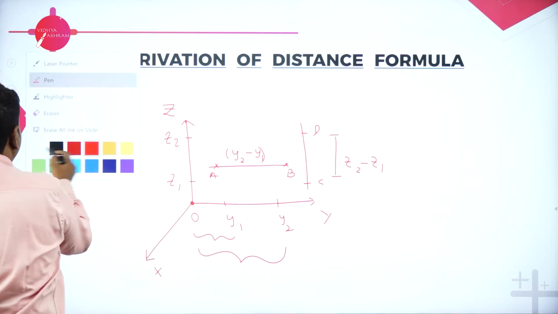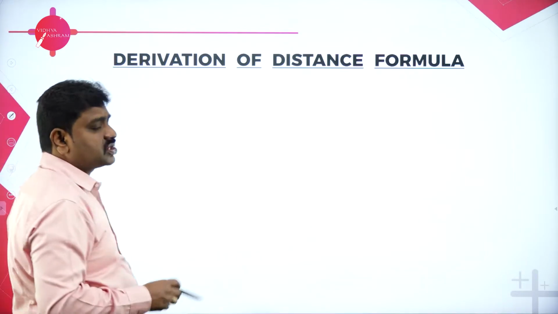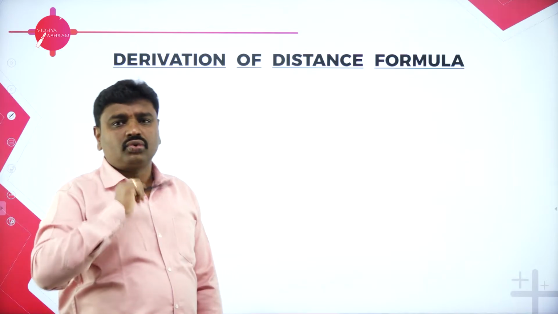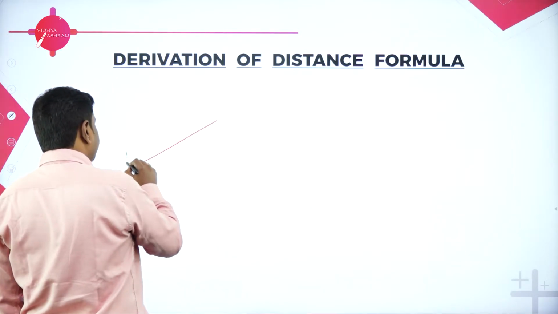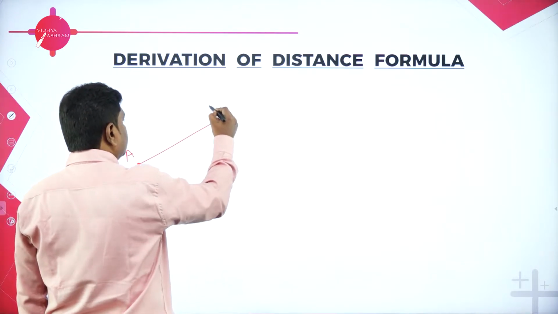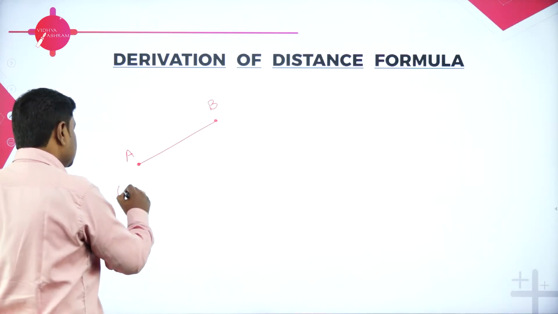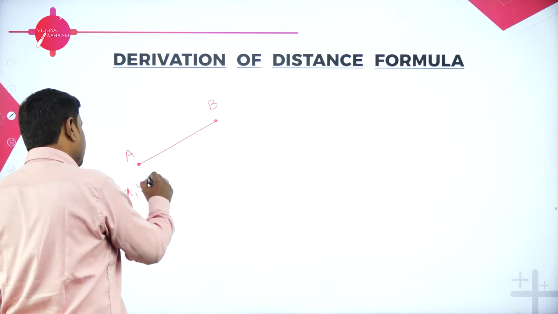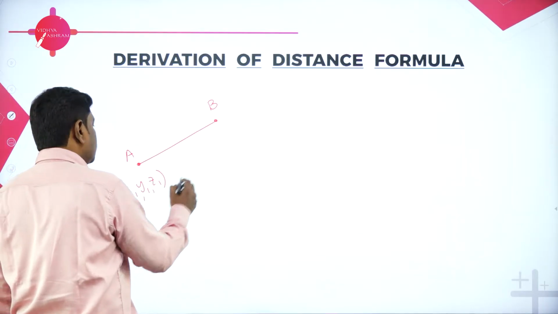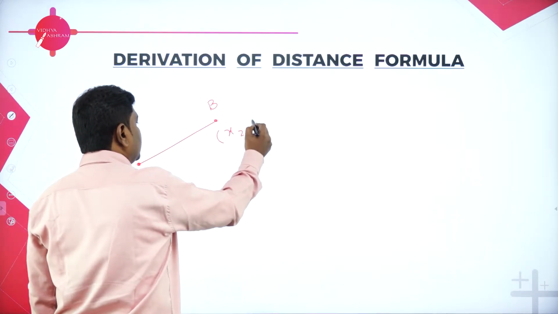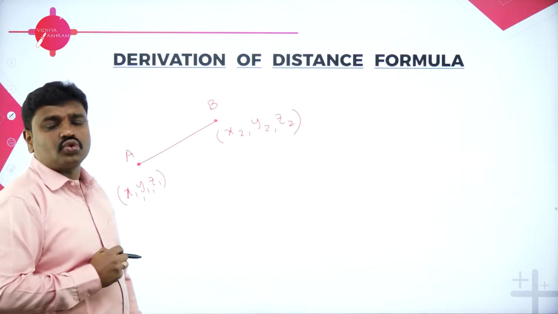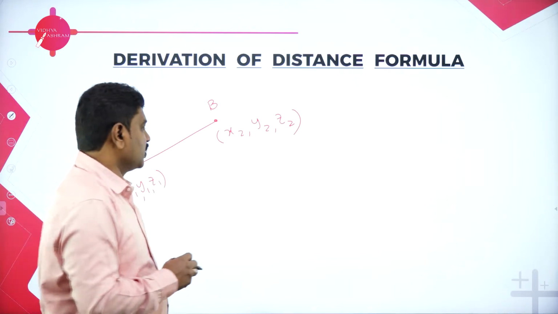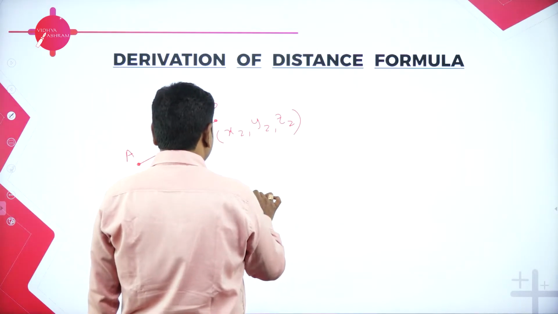Now coming to this, let us derive distance between 2 points. If I give you 2 different points, suppose you have a point A and another point B, in 3 dimension point is represented as x, y, z coordinate. x1, y1, z1 is one point and x2, y2, z2 be the other point. Now you can find distance between these 2 points using distance formula. So what is AB? Distance between A and B.